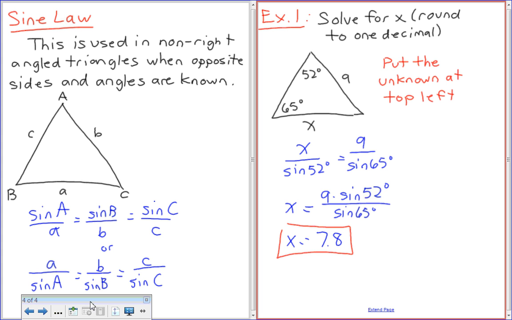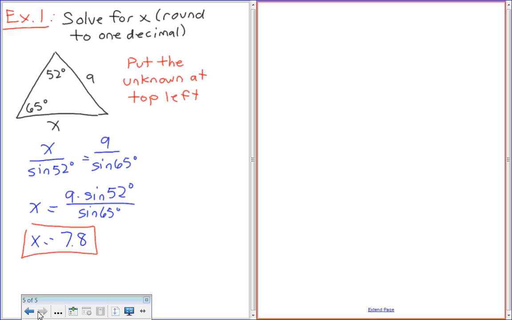Okay, let's try example 2. I want you guys to try this before me. It's the very same with different numbers. Example 2 is going to say, solve for x down to one decimal place.